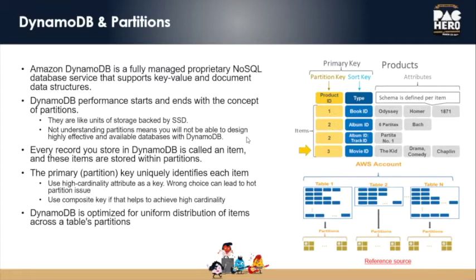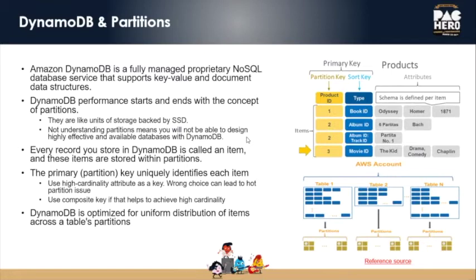Also, DynamoDB itself is optimized for uniform distribution. That's another thing to be wary of. If you've got a high cardinality attribute, chances are you will get close to 100% uniform distribution for your items, which can be saved to or accessed from the partitions.